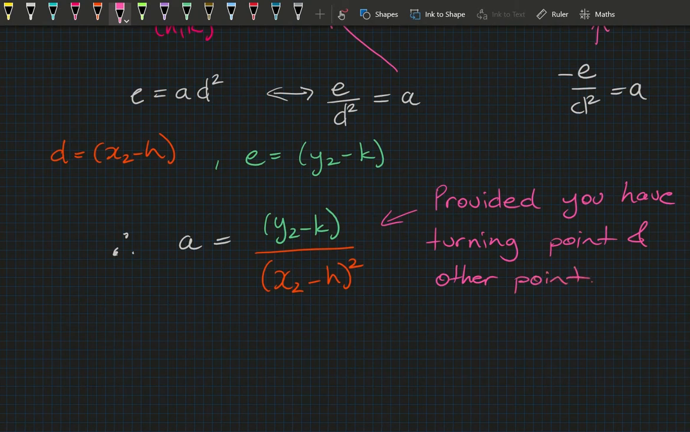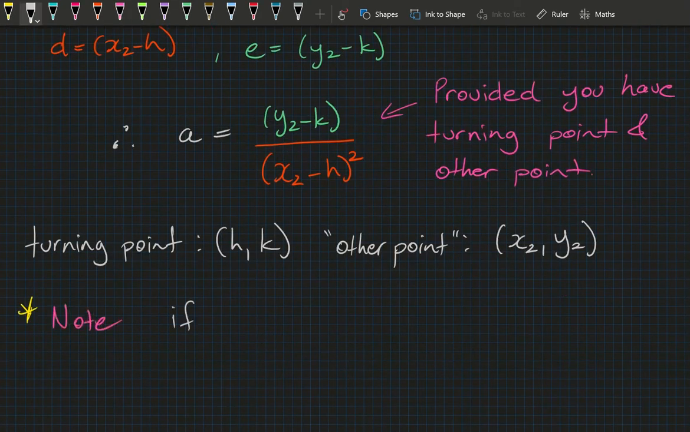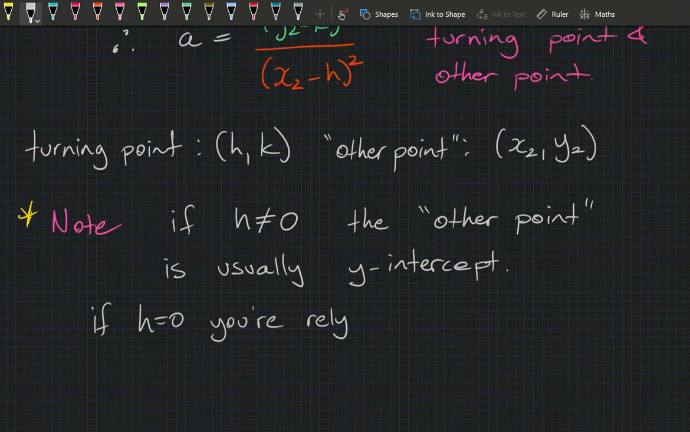And so just to note that down, the turning point is h and k, and the other point is x2, y2. Okay, so h and x2 are just x values, and k and y2 are just y values. And it's worth noting that if h is not equal to 0, the other point is usually the y-intercept. But if h is 0, you're relying on the graph having another point marked.